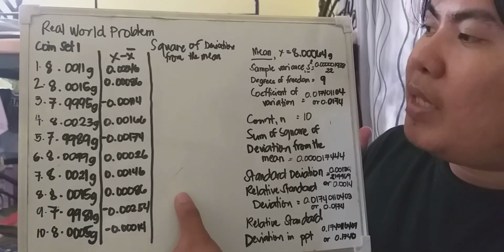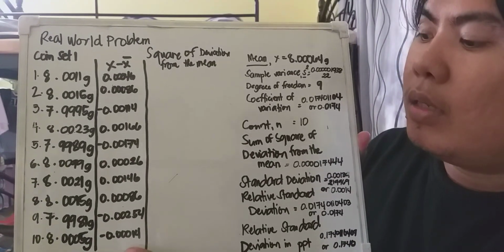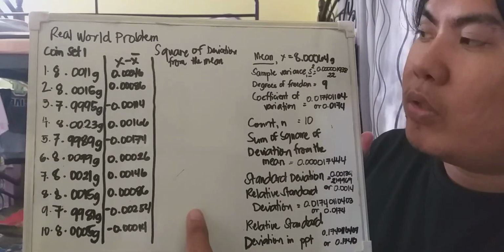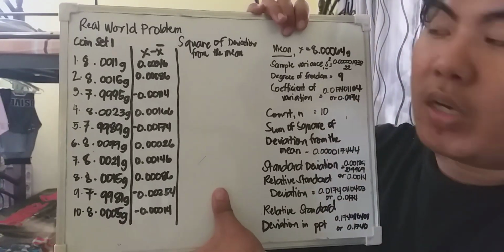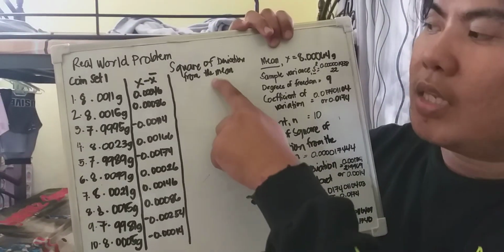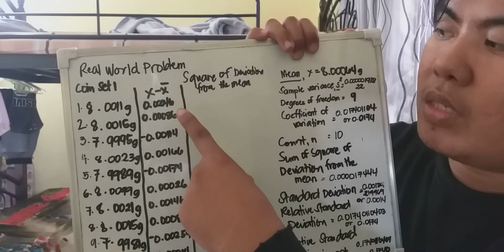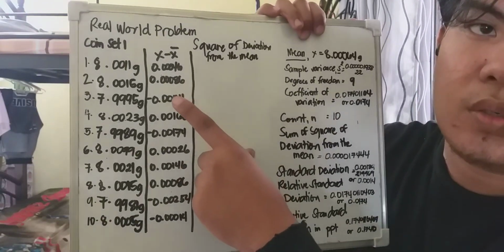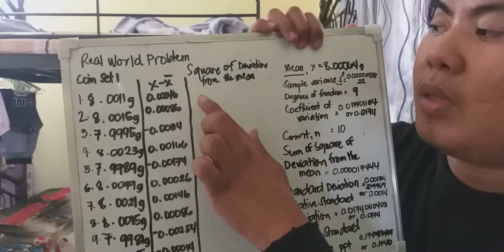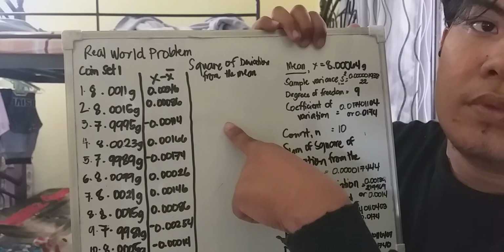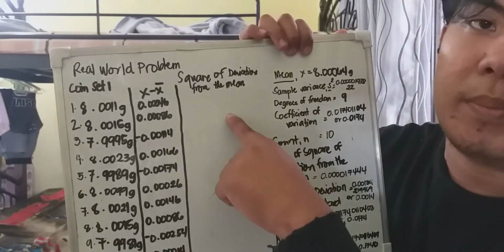So we already have the mean. We already have the values subtracted from the mean and the measured coins. So we will now get our square of deviation from the mean. In getting this, we just need to multiply the result of our earlier subtraction by itself. That is the process for getting our square of deviation from the mean.